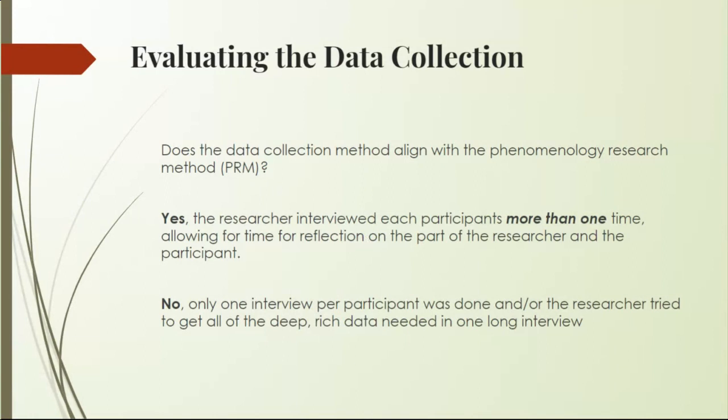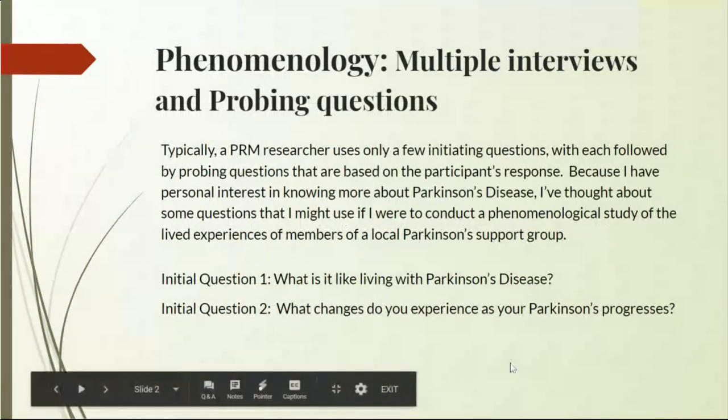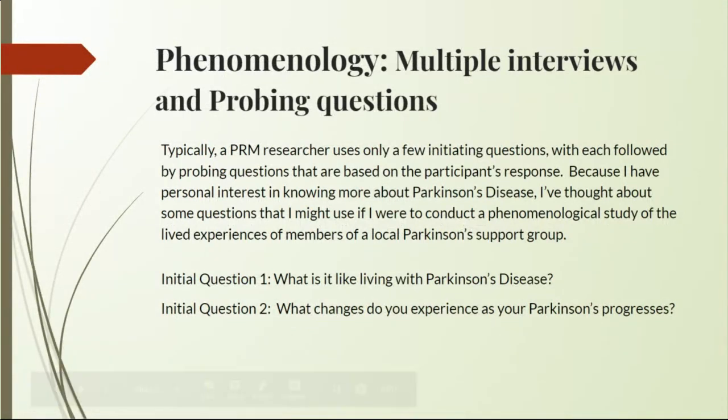So as we're thinking about the data collection method, once we have the sample size, in the data collection where we want to interview each person more than one time, some ways to do that are to schedule multiple interviews with each participant and be sure that we're asking probing questions. Typically, the PRM researcher uses only a few initiating questions, with each one followed by probing questions that are based on the participant's response. And that's one of the ways in qualitative research that we let the participants' responses guide the interview process.